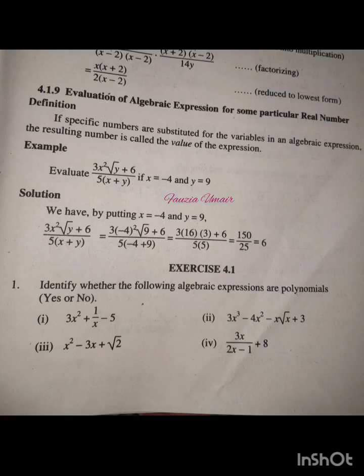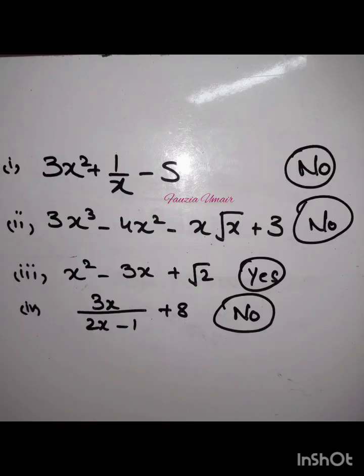So we are going to solve this question of the exercise. The question is to identify whether these expressions are polynomials or not. We will discuss them one by one. The first one is 3x square plus 1 by x minus 5. I hope you are very clear: because x is in the denominator, when it comes to the numerator the power will be minus 1, so this is not a polynomial. In the second question, 3x cube, 4x square minus x into x plus 3, this is also not a polynomial.